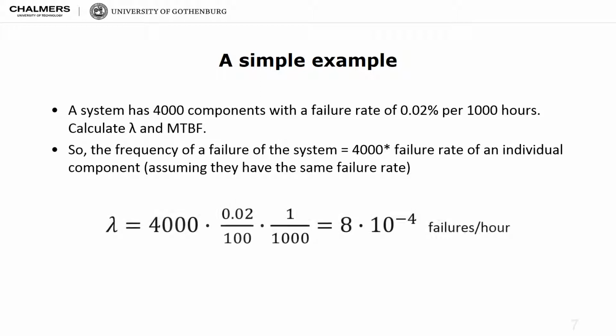Here's a simple example. A system has 4,000 components, each of which has a failure rate of 0.02% per 1,000 hours. Calculate lambda and the mean time between failures. So, the frequency of a failure of the system equals 4,000 times the failure rate of an individual component, assuming that they have the same failure rate. See if you can replicate this calculation.